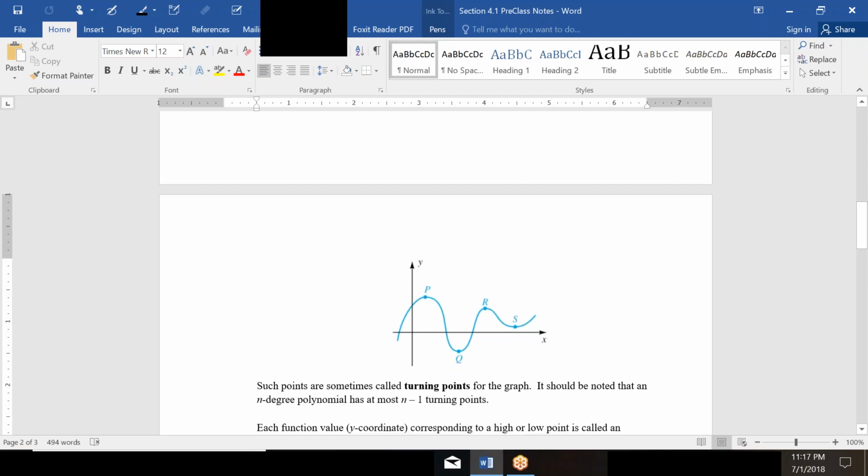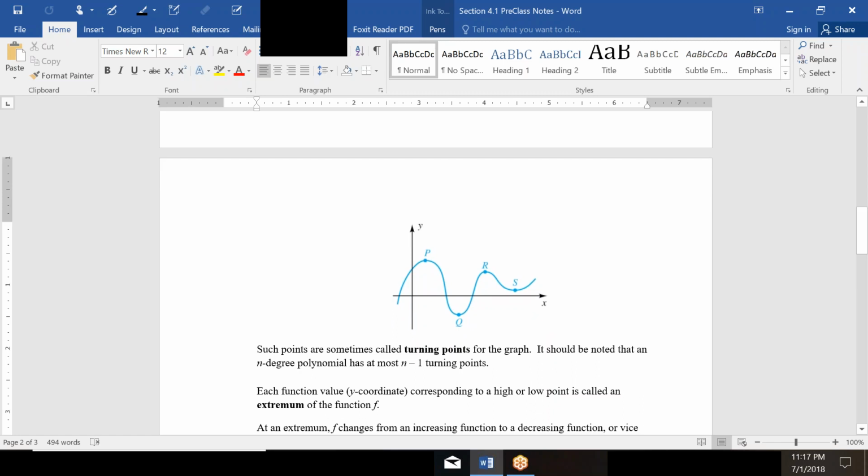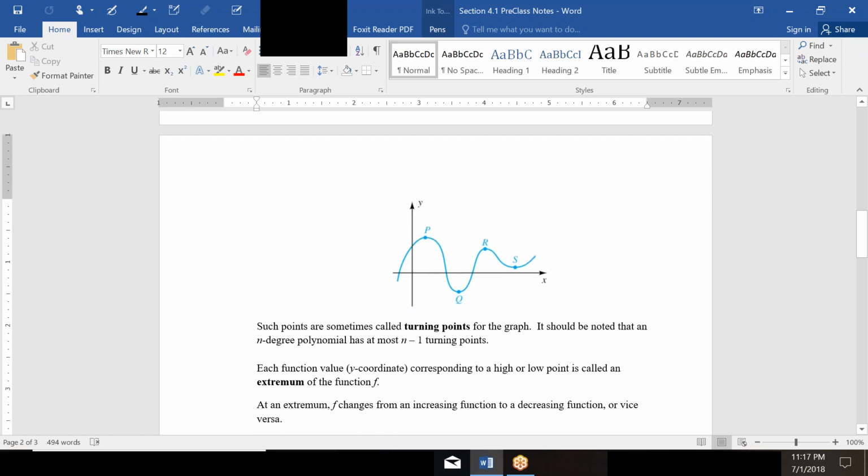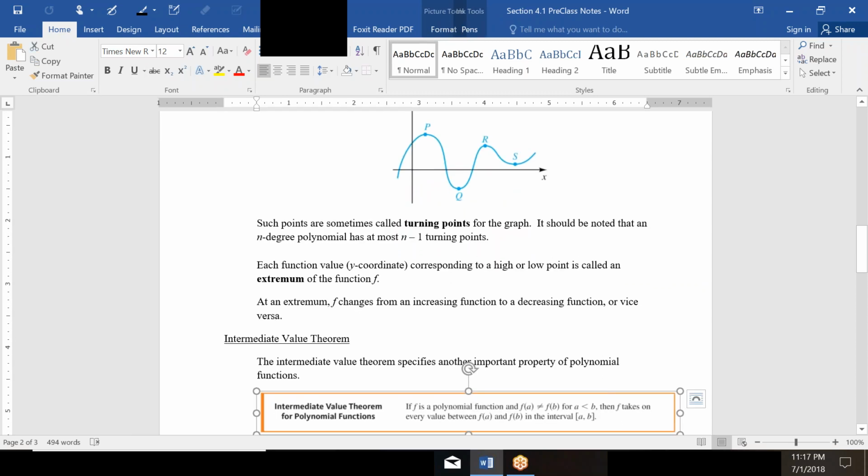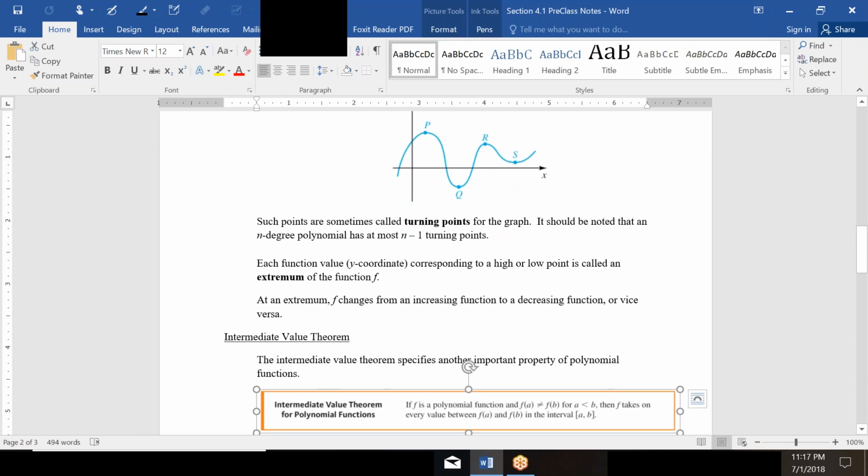You should note that whatever your polynomial's highest degree is, say it's x to the 5th, you can have at most n minus 1 turning points. So if your degree is 5, you can have at most 4 turning points. That's good to know if you're sketching. And what we consider a high or low point of a function is called an extremum. That's where you change from increasing to decreasing on your function, or vice versa.